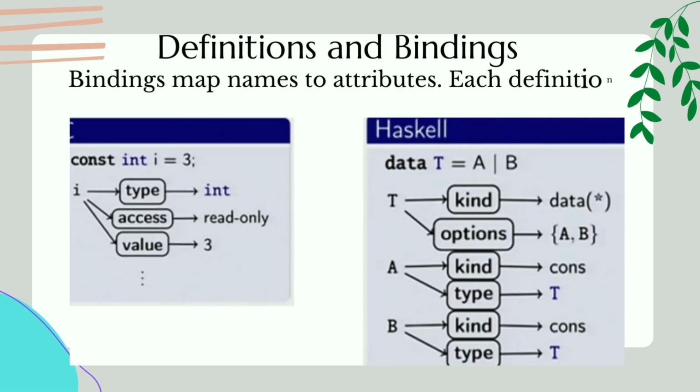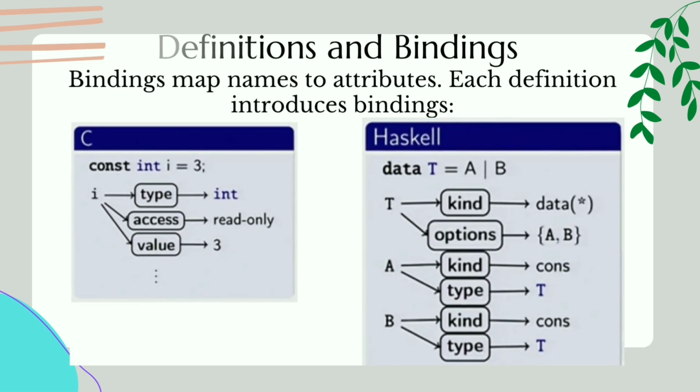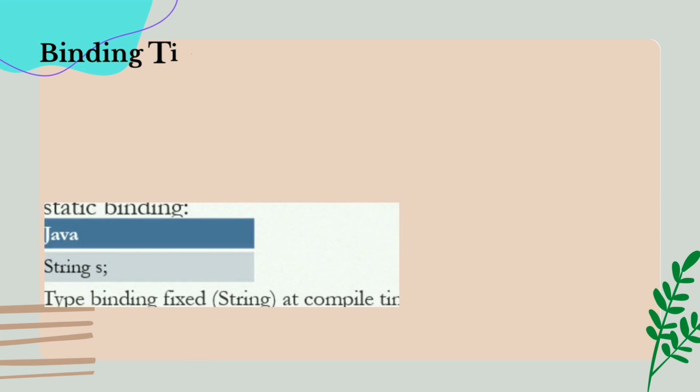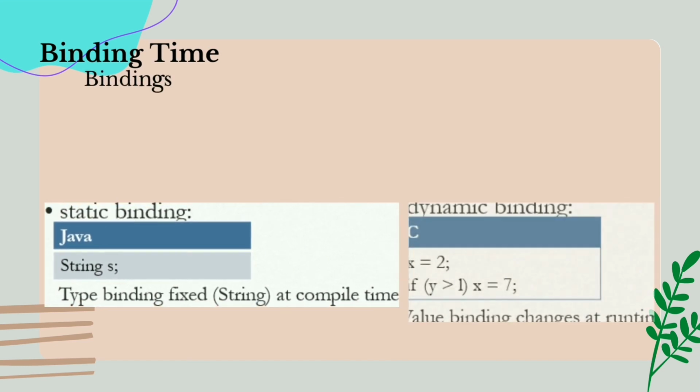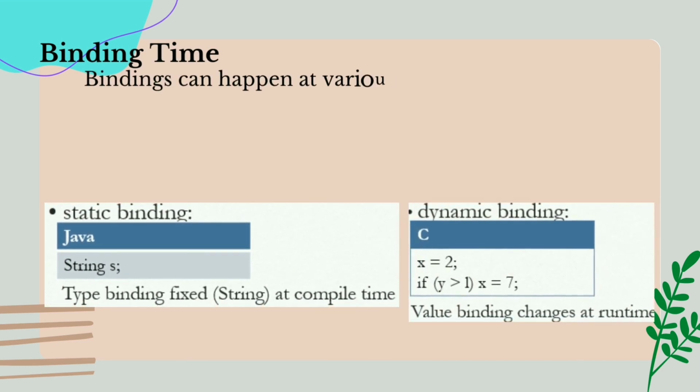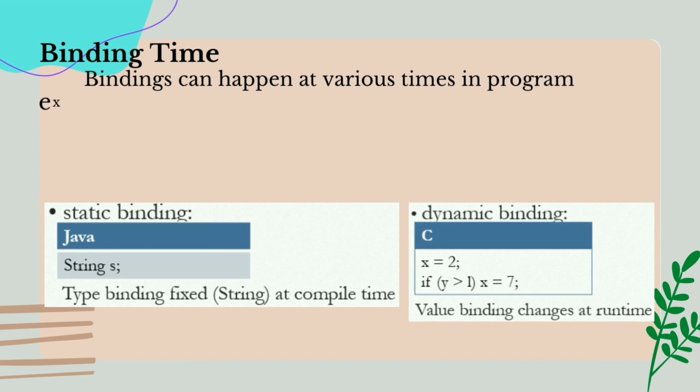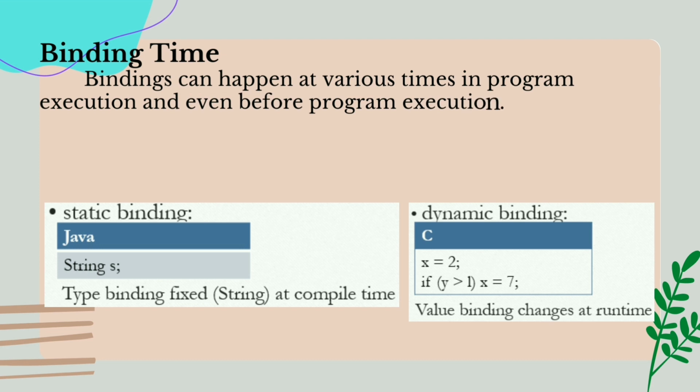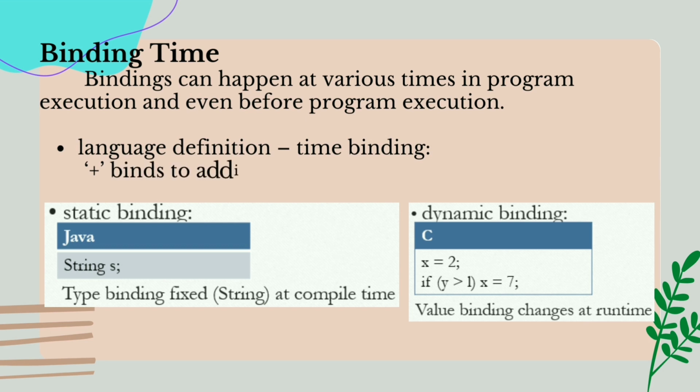To continue the topic about binding time. What is binding time? Bindings can happen at various times in program execution and even before program execution. Binding time is the phase at which binding itself takes place: language definition time, and so on.